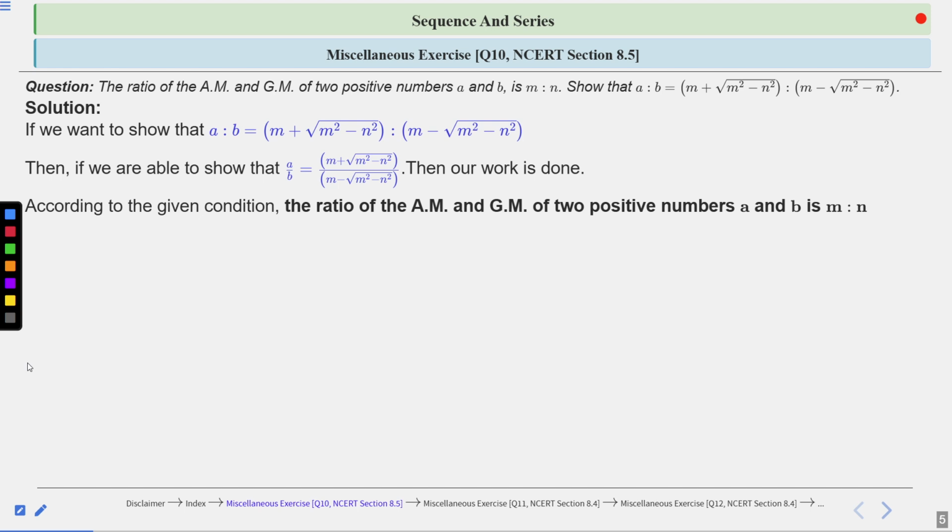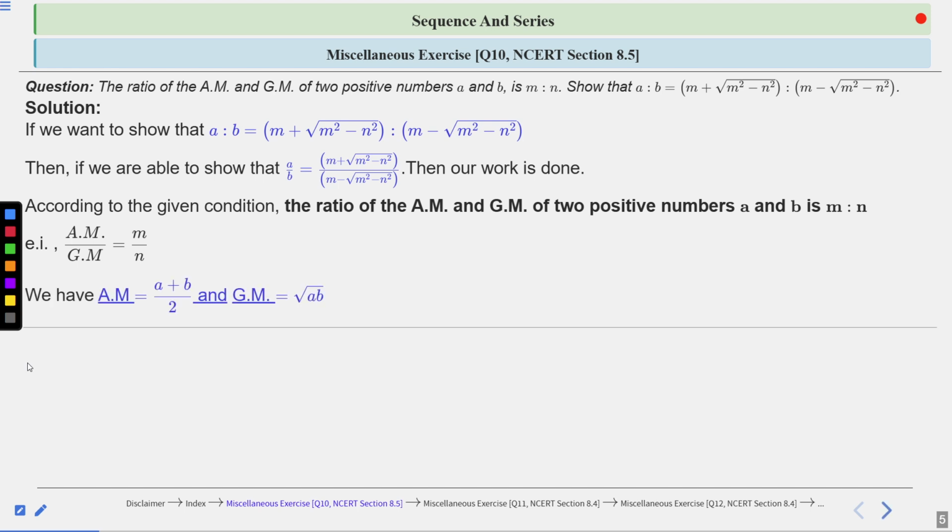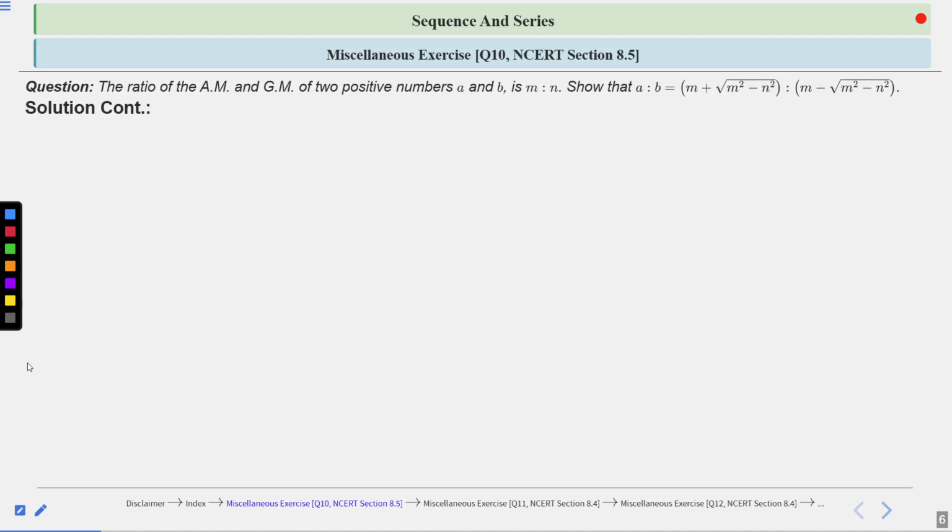According to the given condition, the ratio of arithmetic mean and geometric mean of two positive numbers a and b is m is to n, that is, arithmetic mean upon geometric mean is equal to m upon n. Now, arithmetic mean is equal to a plus b upon 2, and geometric mean is equal to root over ab. We want to find the relation between a and b.